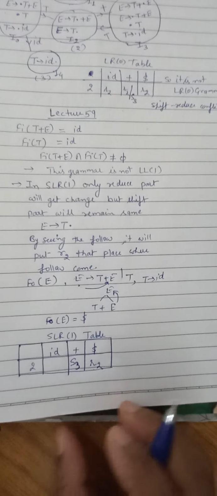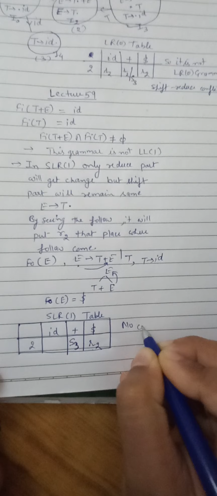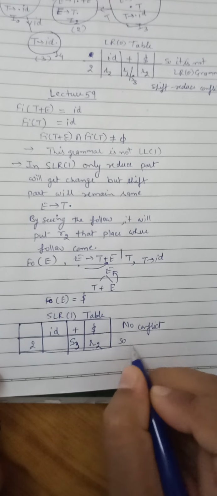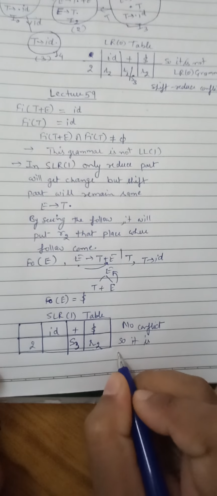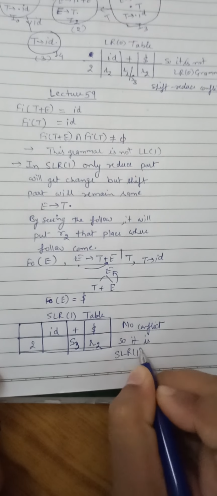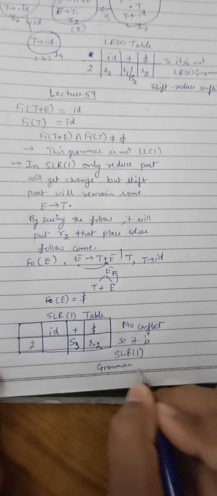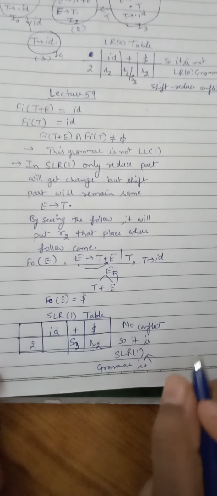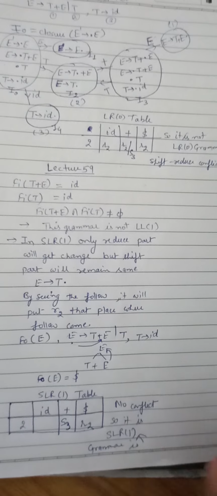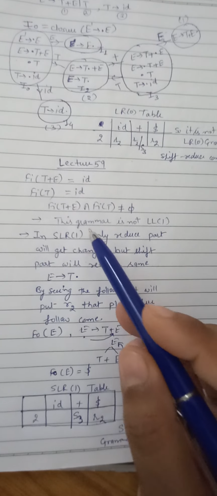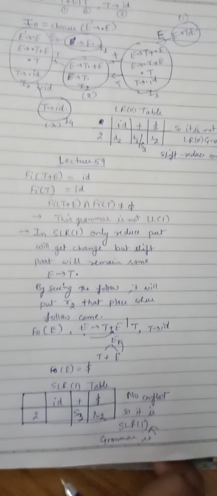So this is the SLR(1) table, and we can see simply here there is no conflict. So the grammar is SLR(1). This is the way we can find out whether a grammar is LR(0), LL(1) or SLR(1) or not.